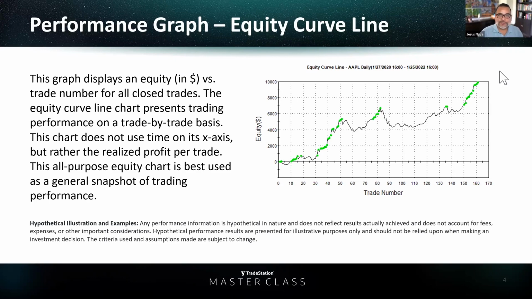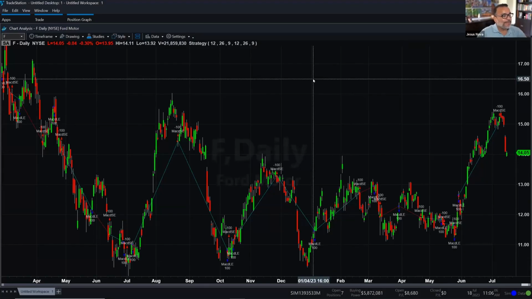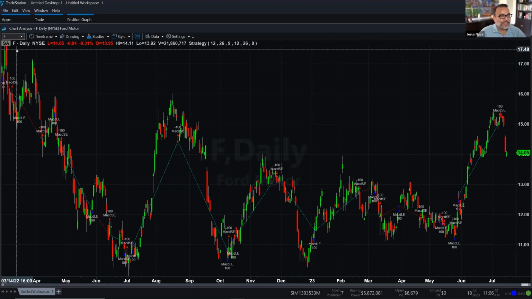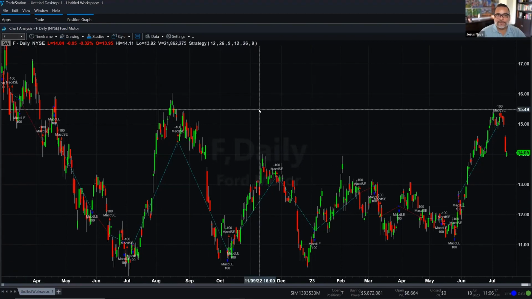Let me switch over here to my TradeStation platform. So we're going to do a little bit of a back and forth between the PowerPoint and the TradeStation platform so that we know how to access these graphs and how to take advantage of them. So let me switch over to my desktop. Okay, on this particular example, I'm looking at a daily chart of Ford. You can see the symbol right here on the top left corner. I have loaded 5 years of historical data, and I have applied the MACD strategy.